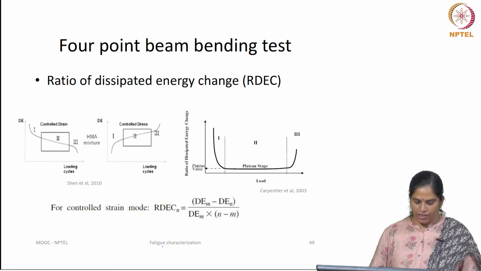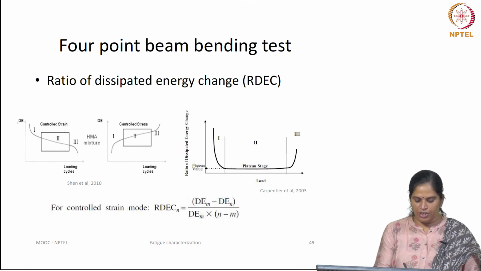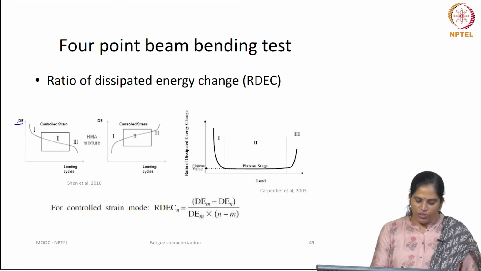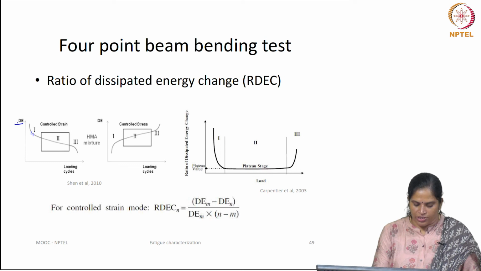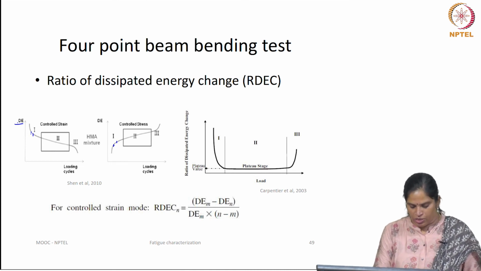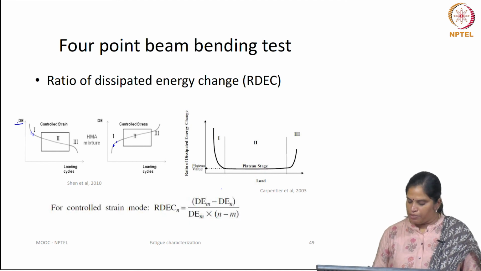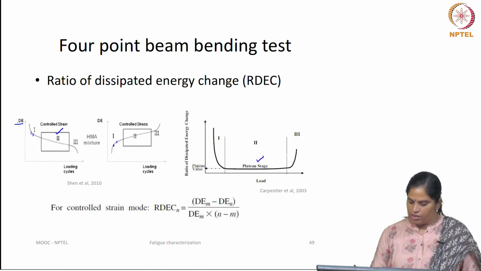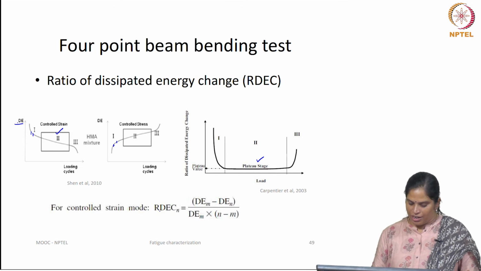As we said already, in a strain control test, the dissipative energy decreases, and in the stress control test, the dissipative energy increases. Now, if you compare the dissipative energy between two consecutive cycles, either in a stress control test or a strain control test, and take a ratio, you will get a plateau region something like this in the second range. This ratio of dissipated energy change is calculated using this expression.